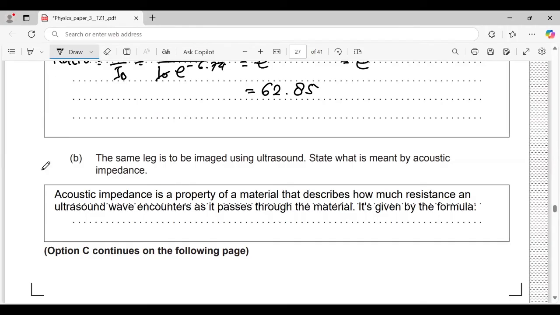I would like to write in the formula. The formula is Z equals rho times V. Z is the acoustic impedance. Rho is the density of the material, while V is the speed of sound in the material.